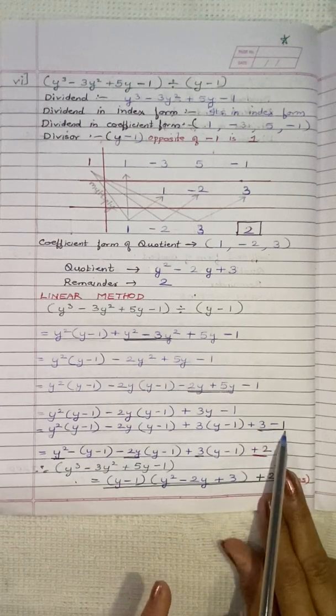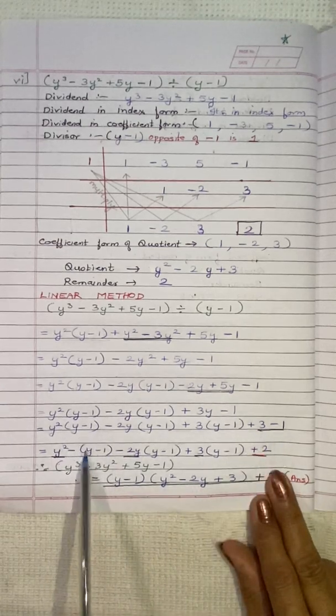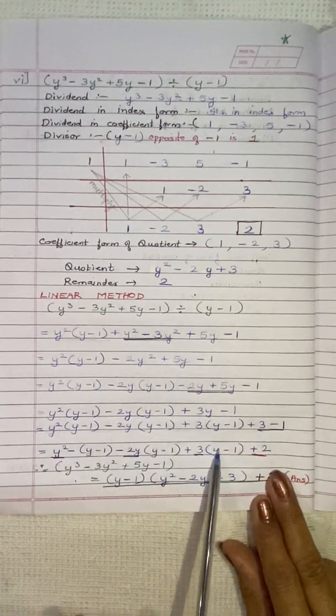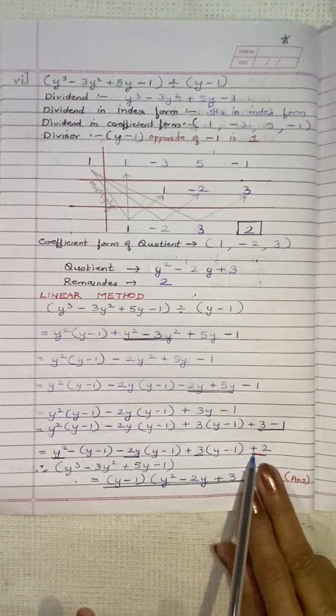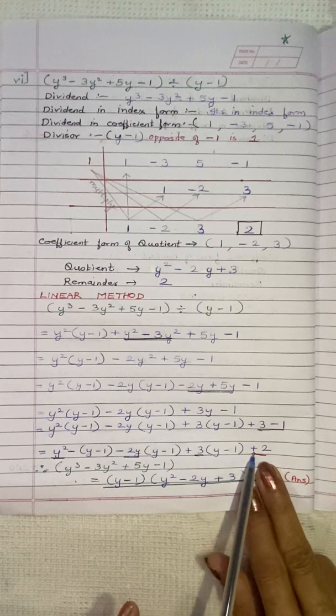Now here we have got like terms. Rest of the terms we'll copy as it is. And 3 minus 1 is 2. Now this 2 will be the remainder.